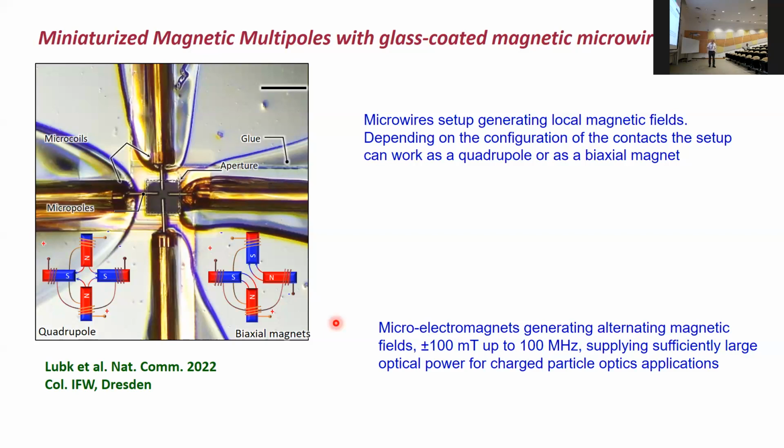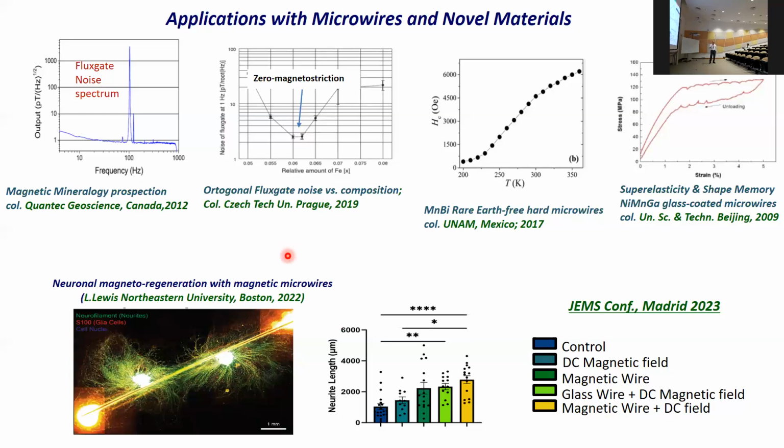Okay, but other applications, for example, in collaboration with different groups and companies, we have been using these microwires for flux gates, very sensitive magnetic field sensors. Also, this technique of fabrication, the rapid solidification, has been used to prepare novel families of hard microwires, for example, manganese bismuth.